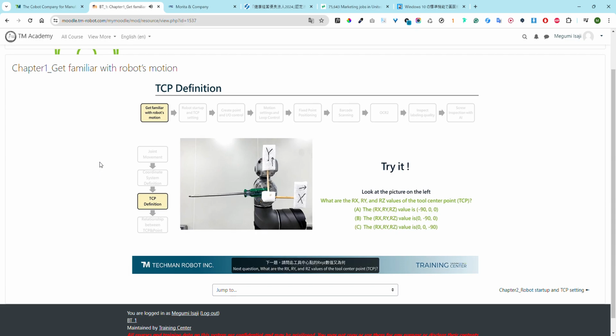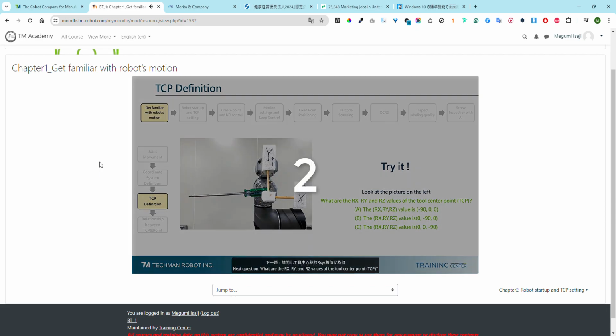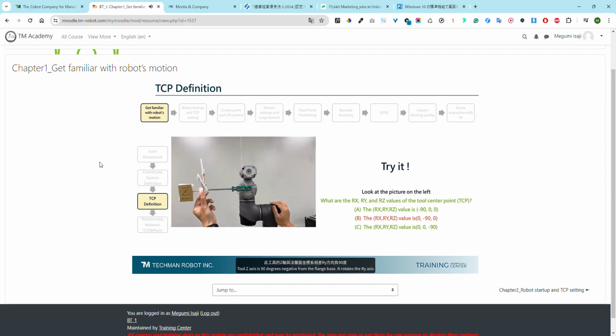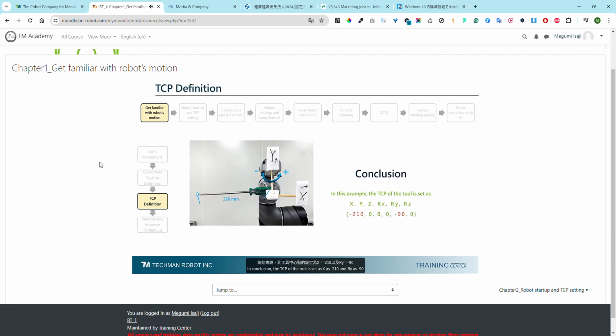Next question. What are the Rx, Ry, and Rz values of the tool center point? Correct answer is B. The tool's z-axis is 90 degrees negative from the flange base. It rotates around the Ry axis. In conclusion, the new TCP is set as x minus 210 and Ry as minus 90.